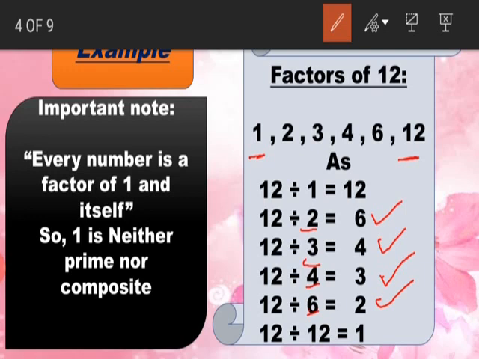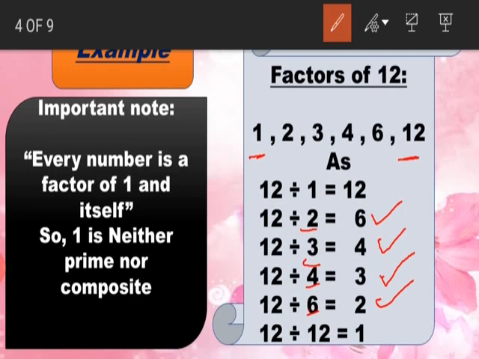So after 8 we have 9. Similarly, 9 is not a factor of 12. And after 9 we have 10, and 10 is also not a factor of 12. After 10 we have 11, and 11 is also not a factor of 12.